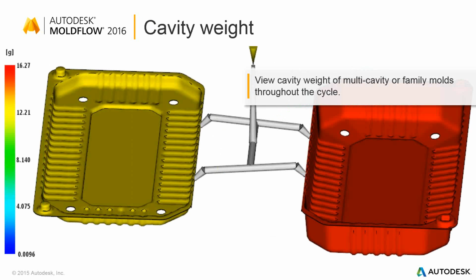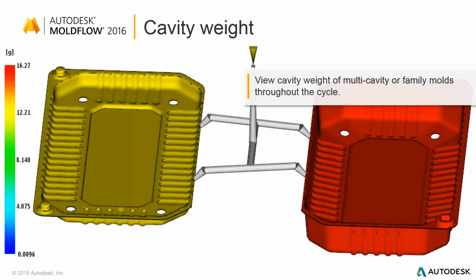We also added a new result. This was particularly introduced because the request came in initially, very centric around the MuCell process, where weight savings is a big component of what people want to achieve. So we created a new result, called part weight, and now we track the weight of the part as it fills.